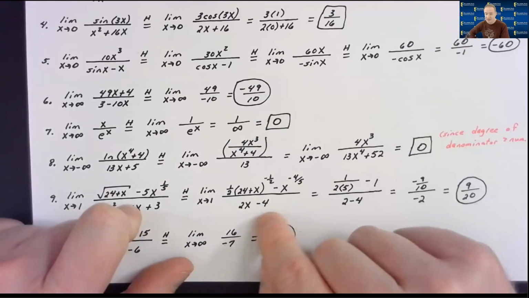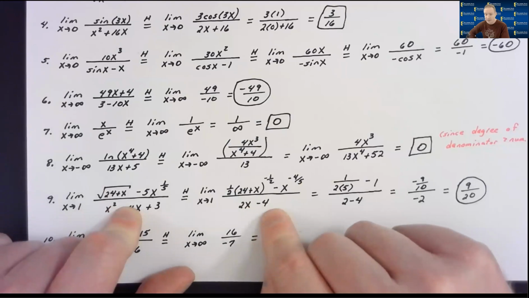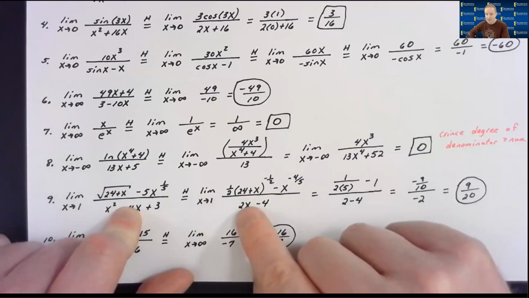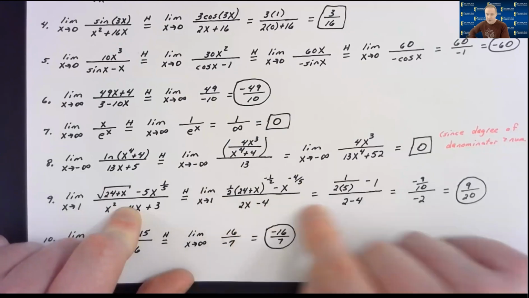As soon as I see that that denominator is 2x minus 4, I know I'm done because I can plug a 1 into that denominator and it will no longer be a 0. So it's not going to be indeterminate. I go ahead and evaluate it. 2 times 1 is 2. My denominator is going to be 2 minus 4.